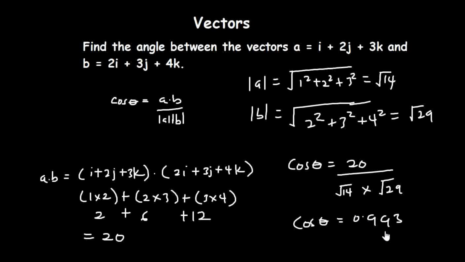That will equal 0.993. We are going to take the cos inverse of this value, and that gives us the angle between the two vectors. So theta will be equal to the cos inverse of 0.993. Let's see what you will get for that. The cos inverse of 0.993 will give me a value of what?